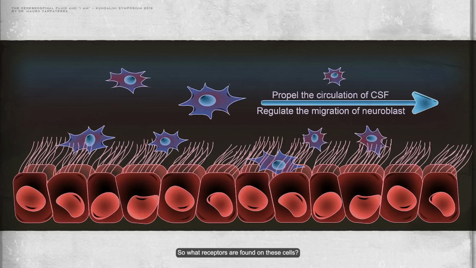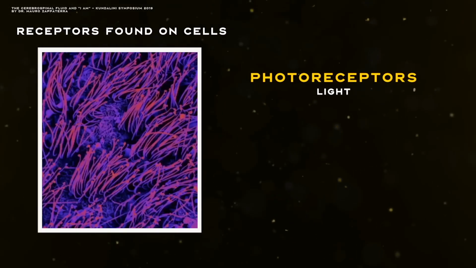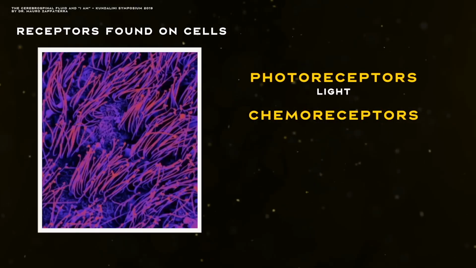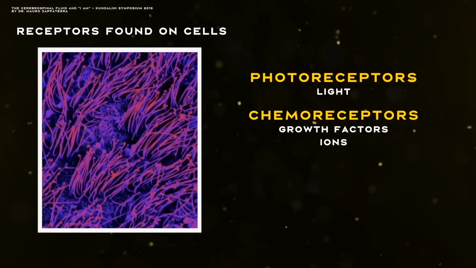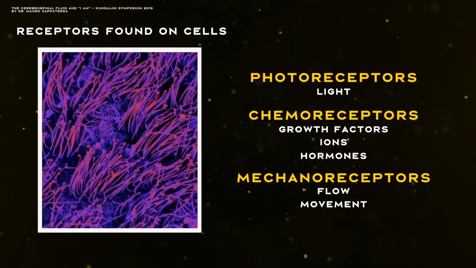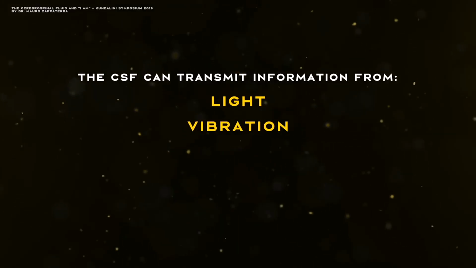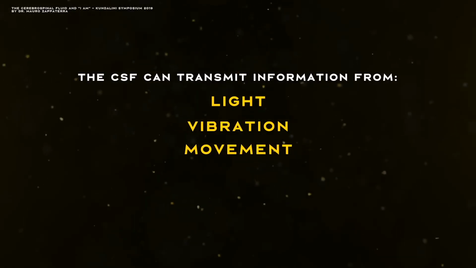cerebrospinal fluid. So what receptors are found on these cells? There are photoreceptors that transmit light. There are chemoreceptors that transmit information from growth factors, ions, hormones, and mechanoreceptors that transmit information from flow, movement, and vibrations. So the CSF can transmit information from light, vibration, movement, and molecules.